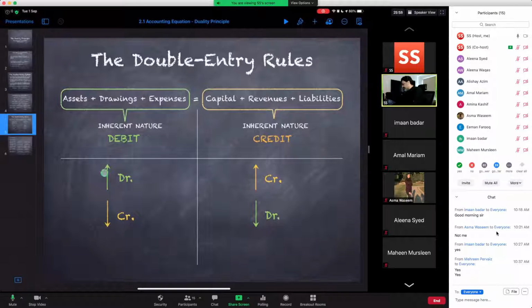So basically, we can see that debit, this is what debit actually means, right?